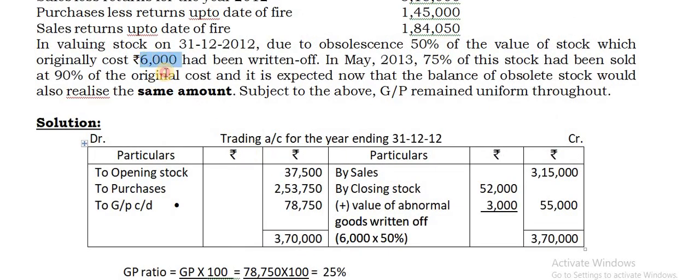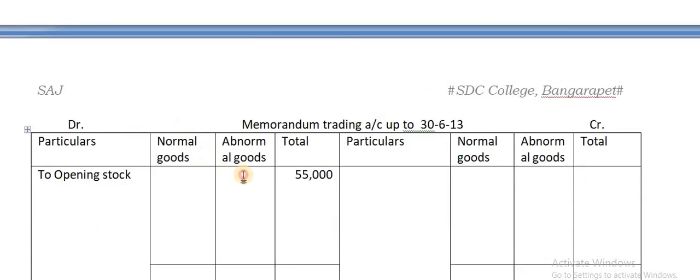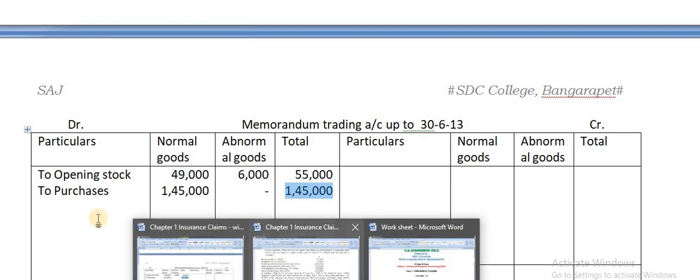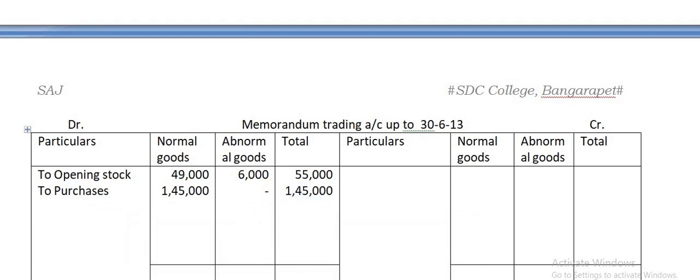But in this 55,000 there is 6,000 original cost worth of abnormal goods, that you take up here in the abnormal goods column, 6,000. So 55,000 minus 6,000, the balance you are getting is the amount of opening stock, take it as 49,000. Then you go for purchases. Purchases 1,45,000, the same you write in the total column also, 1,45,000. Next you go for sales, take on the credit side.